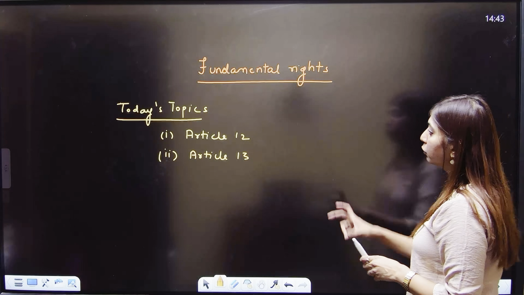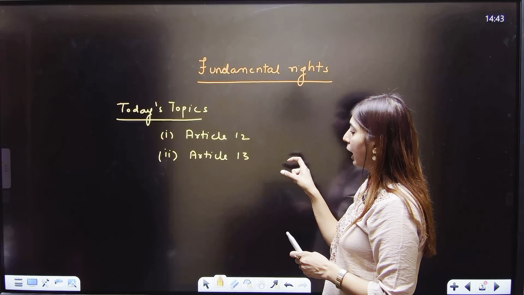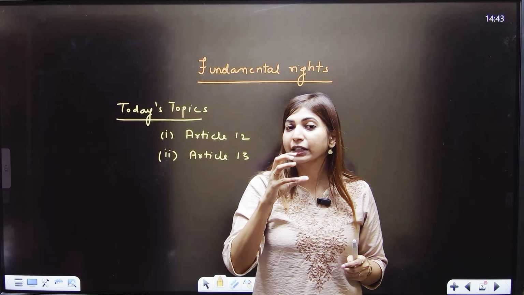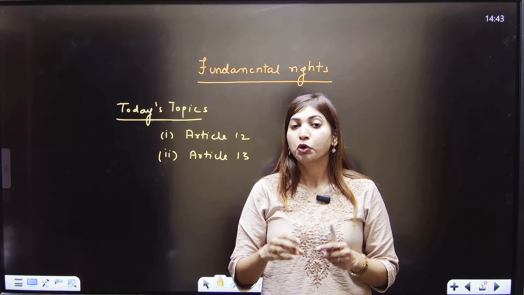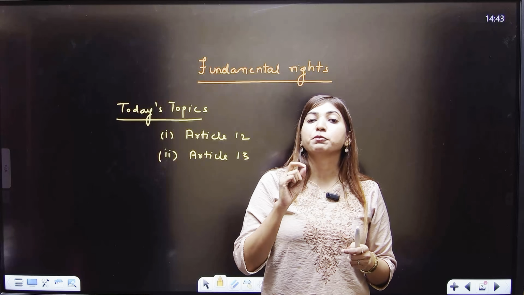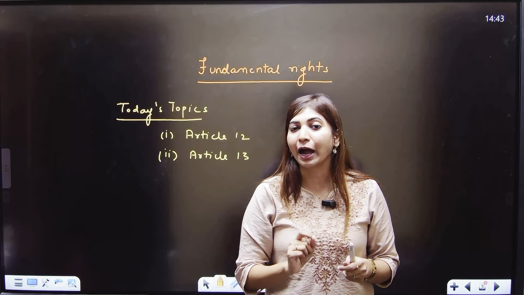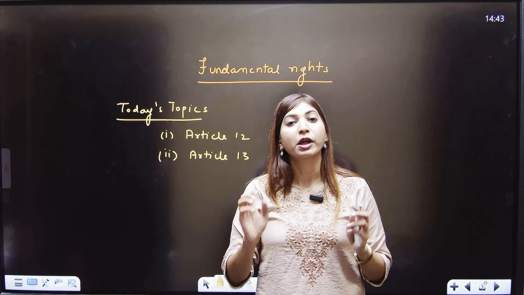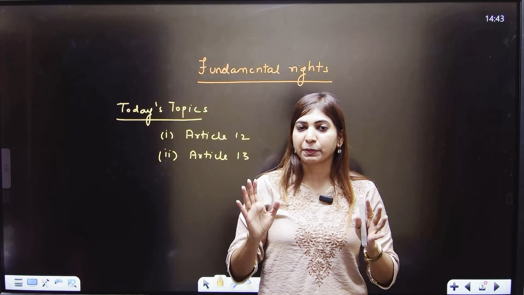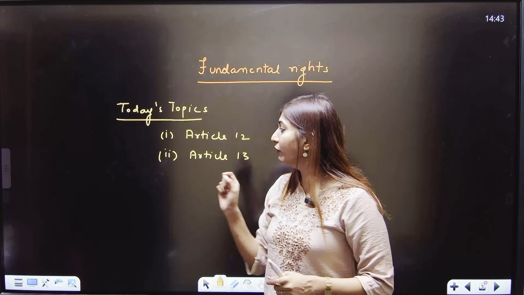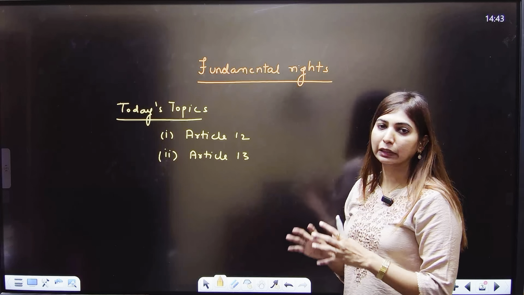In this session, we are going to focus on Article 12 and Article 13 in detail. Fundamental rights are guaranteed by the Indian Constitution. Who protects them? They are protected by the judiciary, that is by the Supreme Court and High Court under Article 32 and 226 respectively. We are going to learn these articles later. Today we are going to focus on Article 12 and 13.